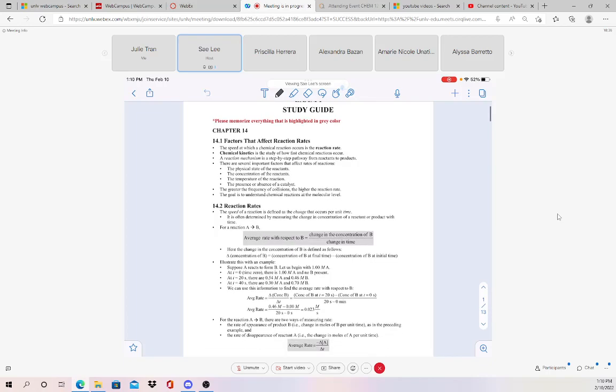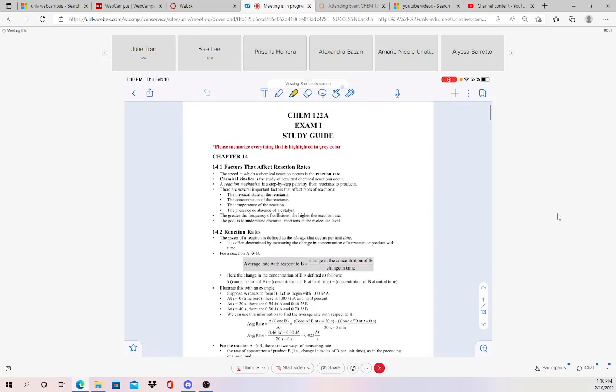You definitely have to go back to the lecture note about the topics listed in the study guide and create your own study guide, okay? So that's that for the study guide. Make sure you memorize everything that is highlighted in gray color, okay?